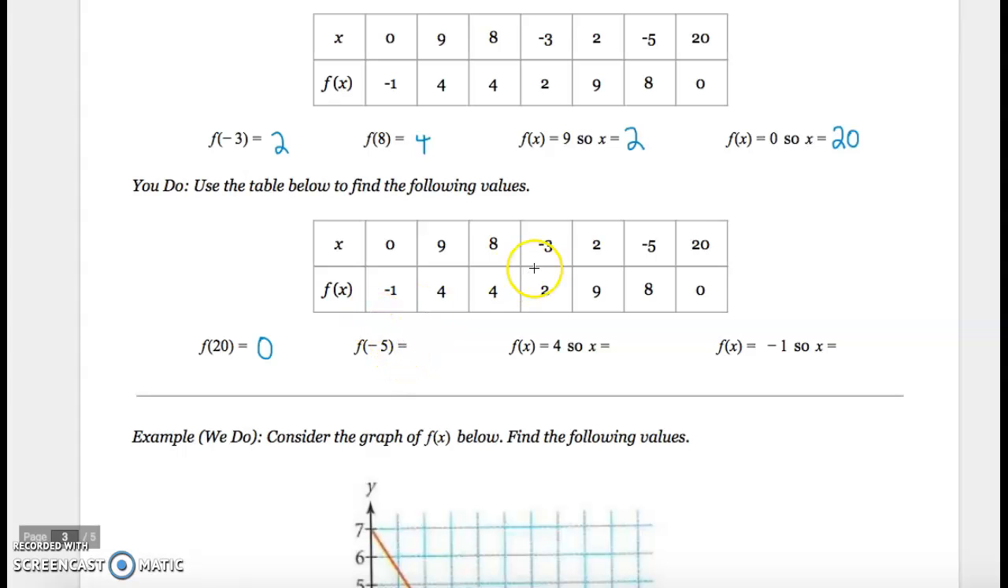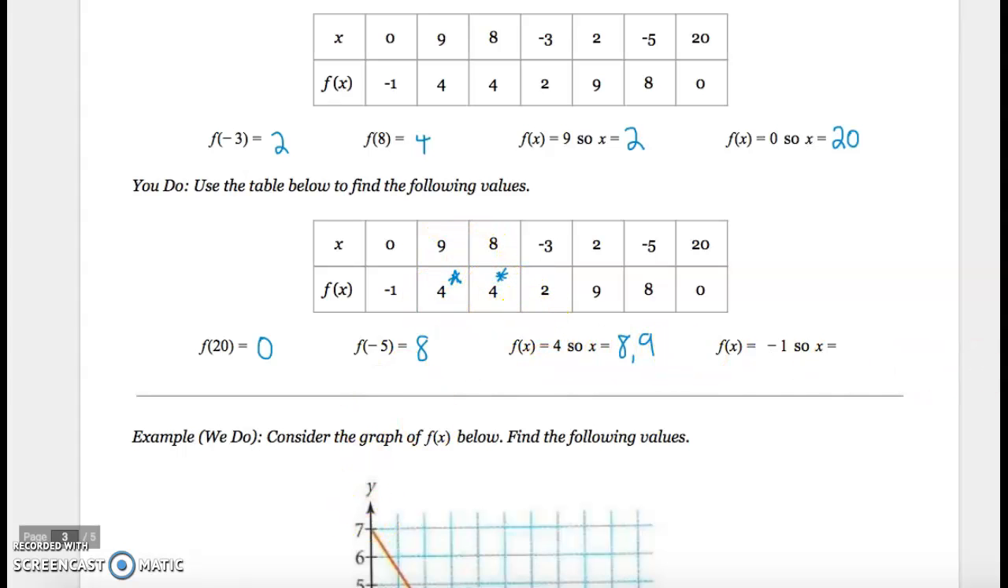F of -5 means I'd go to my x value of -5 and see what my function spits out, and that would be 8. When f of x equals 4, well, careful, there are 2 of them here, right? There's one place where f of x equals 4, and then there's another place where f of x equals 4. So I'm actually going to have 2 answers for this one, right? My input could be 8 or 9. Those would be options to produce 4.